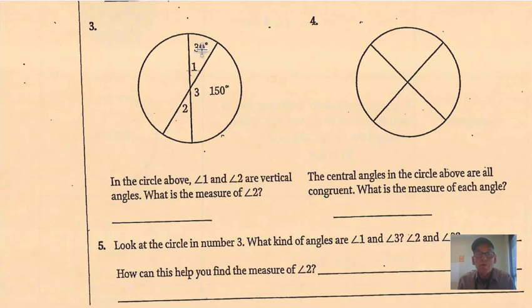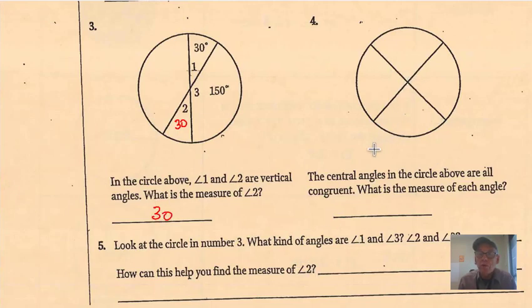One thing we should notice with number 3 is by vertical angles, angle 1 and angle 2 have to be congruent. So we see that angle 2 is going to have to be a 30-degree angle. Here it says angle 1 and angle 2 are vertical angles. What's the measure of angle 2? 30, because it has to be congruent.